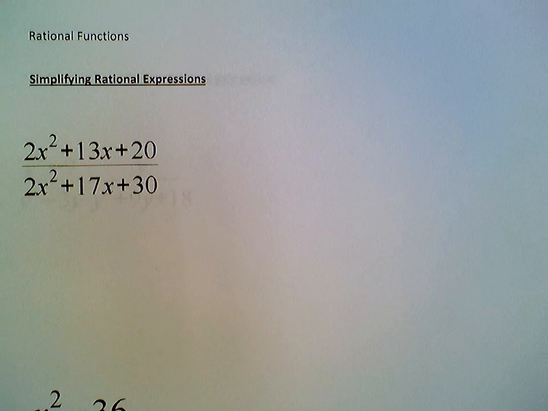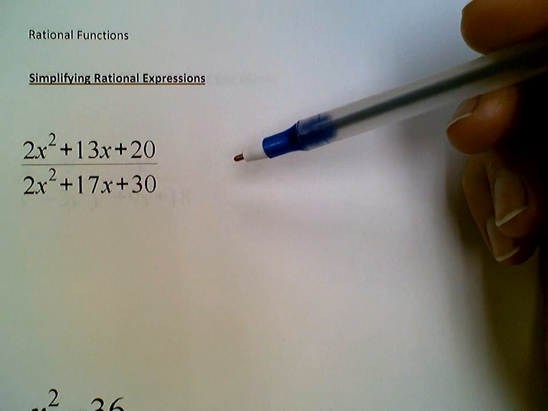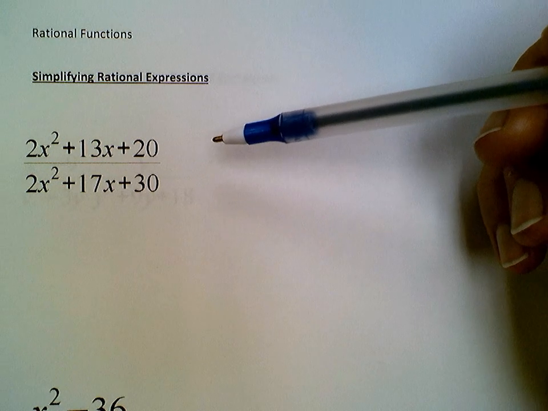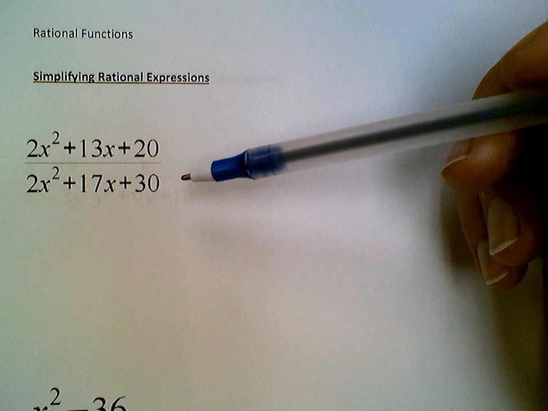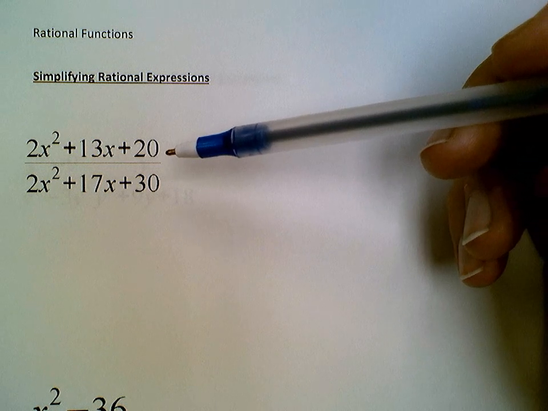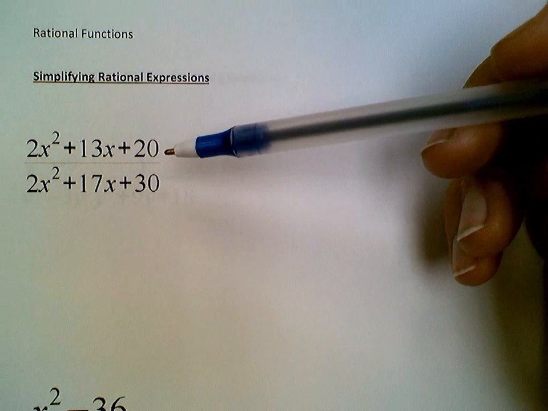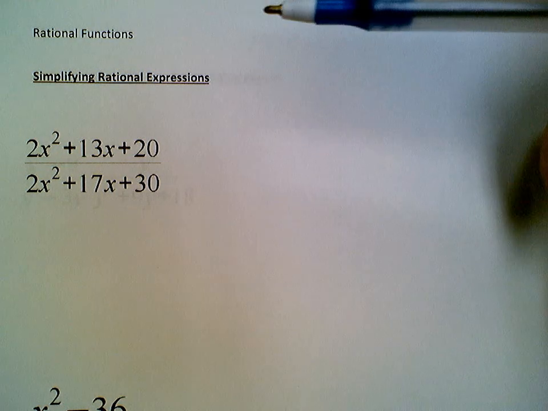Alright, in these videos I'm going to talk about simplifying some rational expressions. So what is a rational expression or a rational function? It's one in which basically you've got two polynomials in a fraction, like a polynomial in the numerator and a polynomial in the denominator. That's known as a rational expression or rational function. Right? So let's look here.